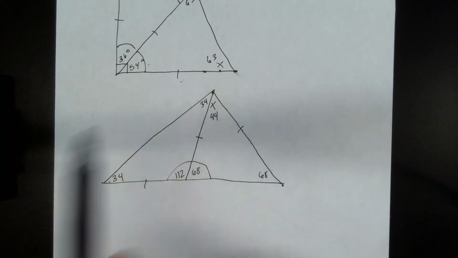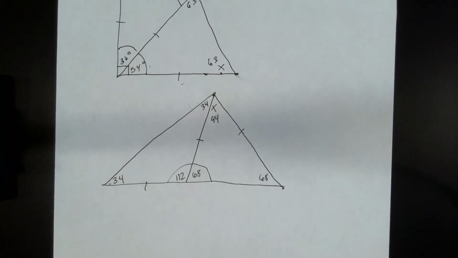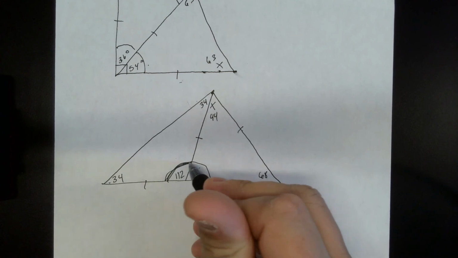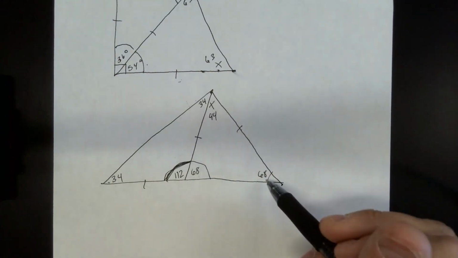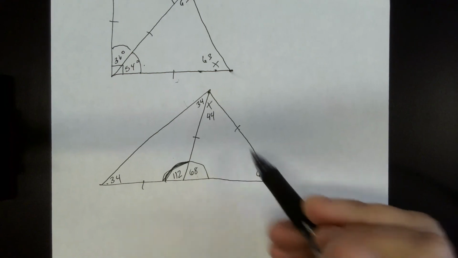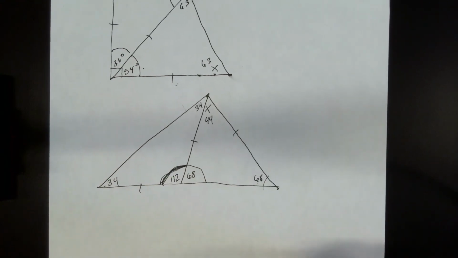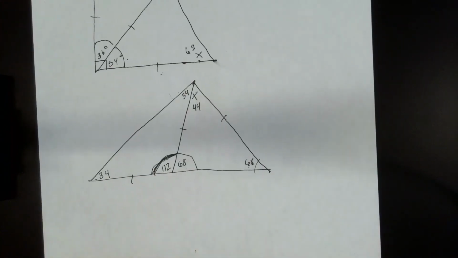Now, Sam told us another way we could have done it. Sam, what's another way? Okay, so look right here. That angle equals that angle plus that angle. Well, we know that's 68. 112 minus 68 is 44. So there's another way you could have gotten it right off the bat too.